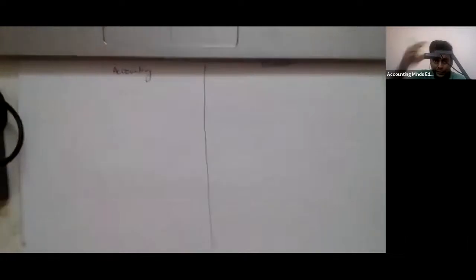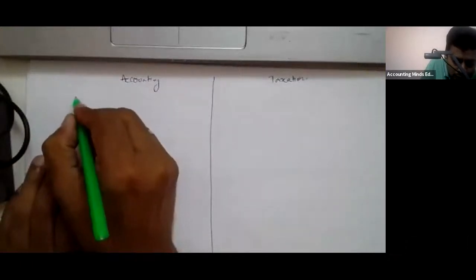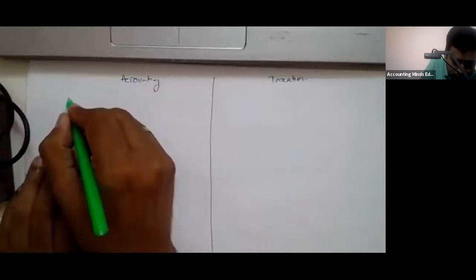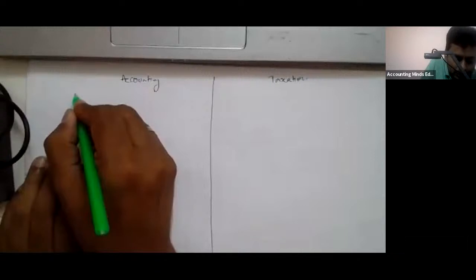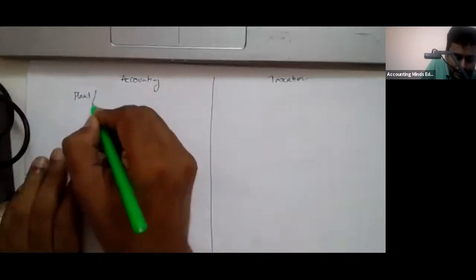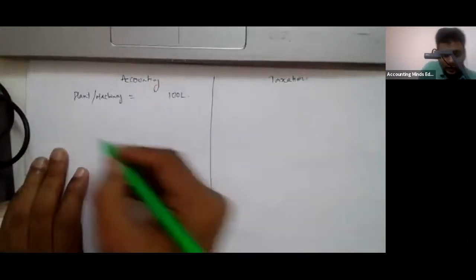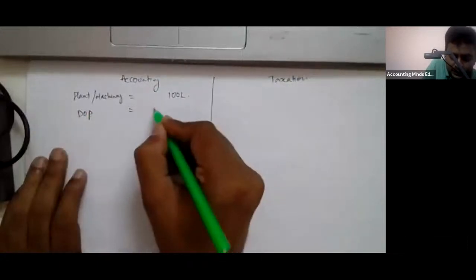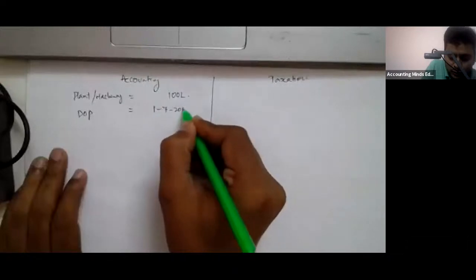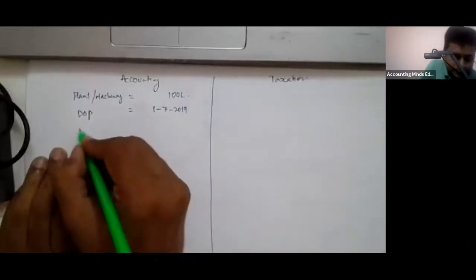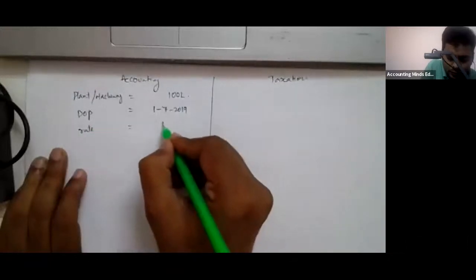So I am discussing depreciation. You guys please help me. I want to make it very clear here. Let's assume a plant and machinery is purchased for 100 lakhs. Date of purchase is 1/7/2019. The rate is 15%.